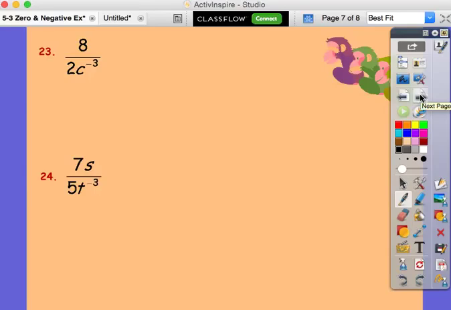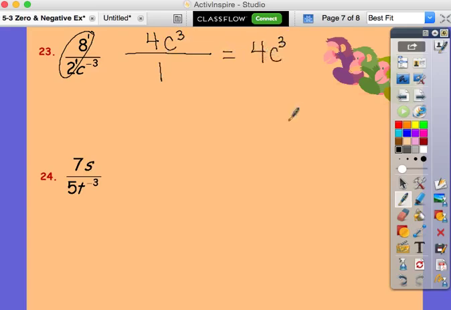These are our last two? Yeah. Okay, so on 23, also, even though the 8 is fine because it has a positive one and the 2 is fine because it's a positive one, you can still do what with those? Simplify them down to 4 over 1, or just 4. And then the C, what are we going to need to do with that? Bring it up here. So really it looks like this, but you don't have to have a 1 in the denominator. We know that anything over 1 is just that original number.